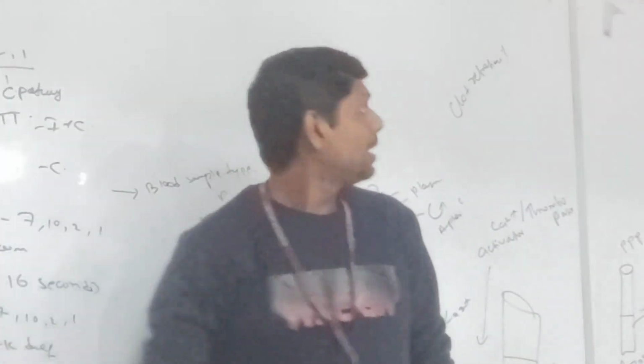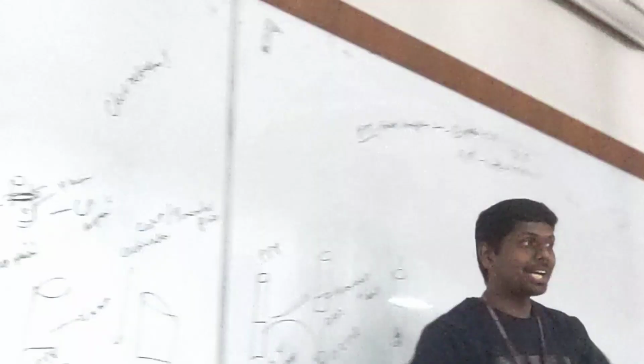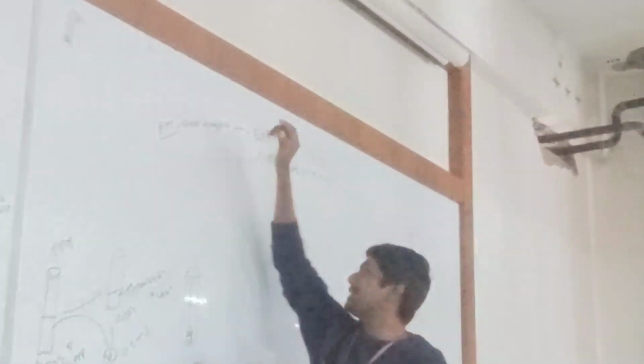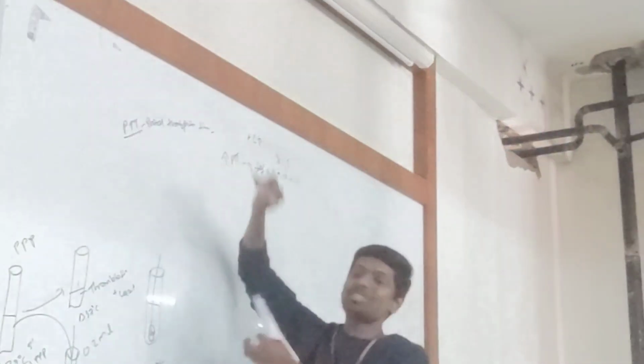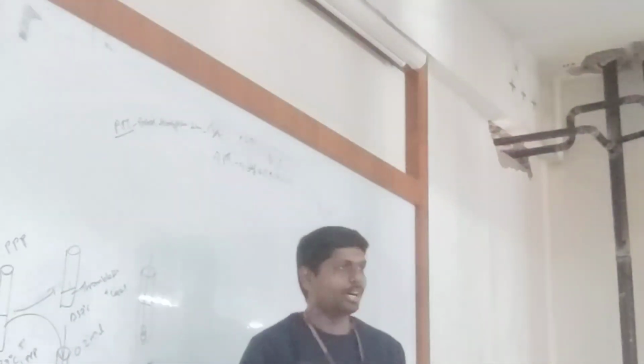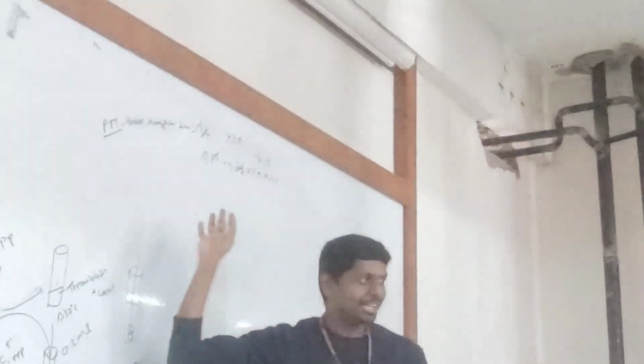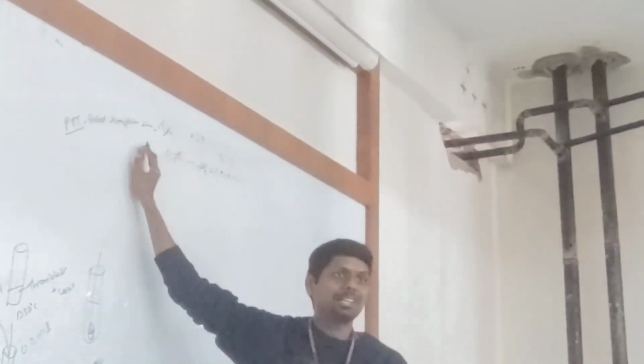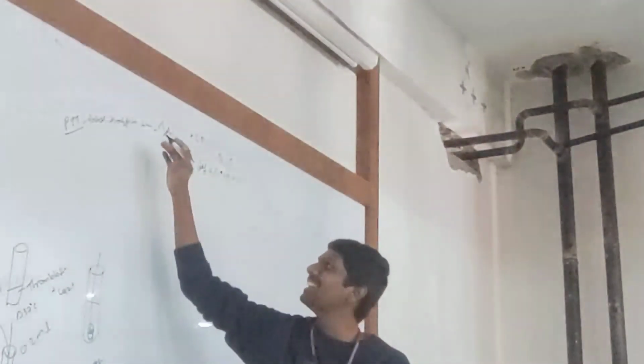Yes. Oh, I'm sorry. I'm really sorry. I was confused. Extrinsic, PT, we already discussed. Intrinsic. See, I made a mistake. Sorry. PTT is for the intrinsic pathway only. I did a small mistake. Okay. Yeah. Don't get confused. I was confused. Sorry. Okay.